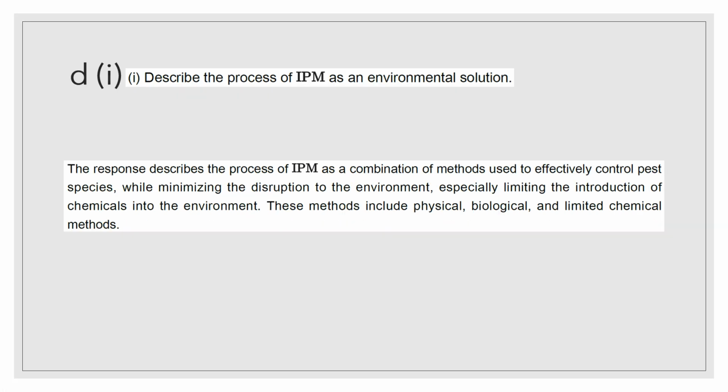1. Describe the process of IPM as an environmental solution. IPM, y'all, if you guys remember from our study of agriculture, is integrated pest management, and it's used to effectively control pest species while minimizing disruption to the environment, especially limiting the introduction of chemicals into the environment. So we don't want to use a lot of pesticides here. And again, there are many methods to this. We can use physical, biological, or limited chemical methods.